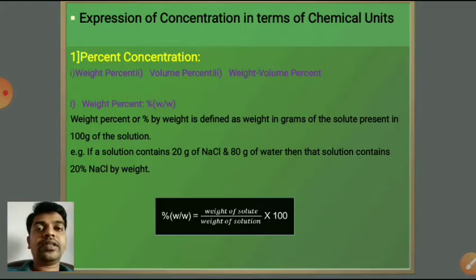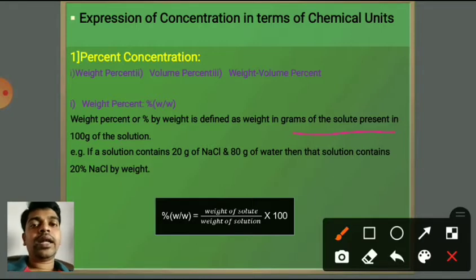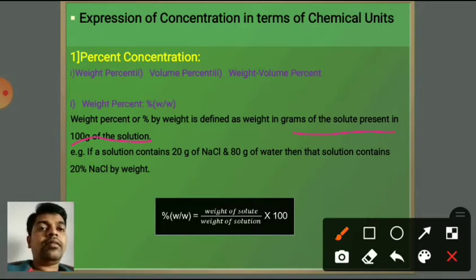Let's see its definition. The weight percent, or percentage by weight, is defined as the weight in gram of solute present in 100 gram of solution. So this is the definition of weight percent. If you take one example, if a solution contains 20 gram of NaCl and 80 gram of water, then that solution contains 20% NaCl by weight.